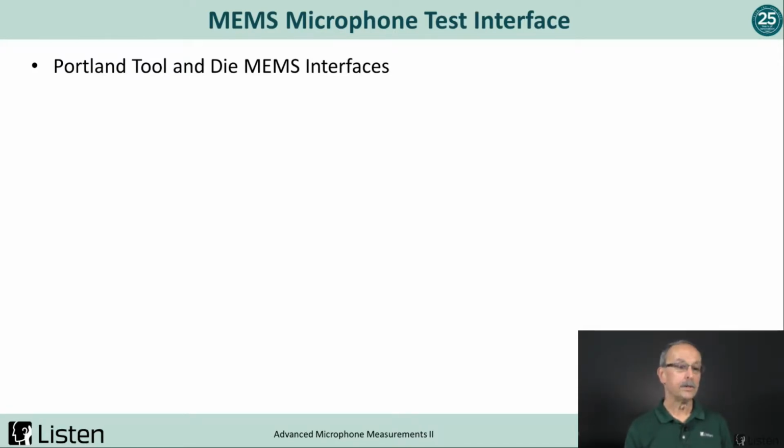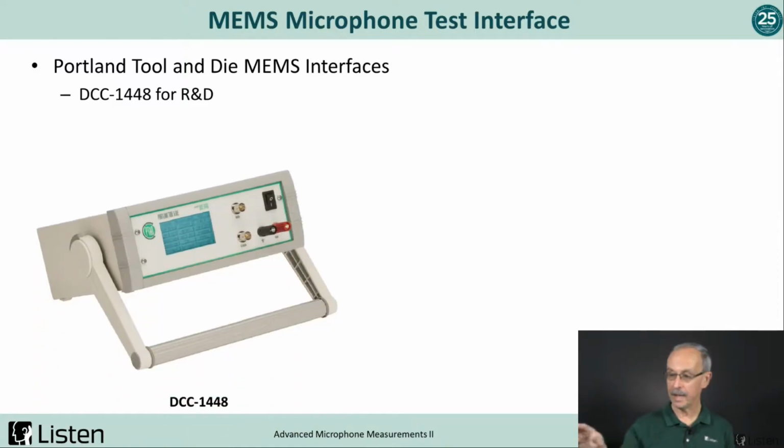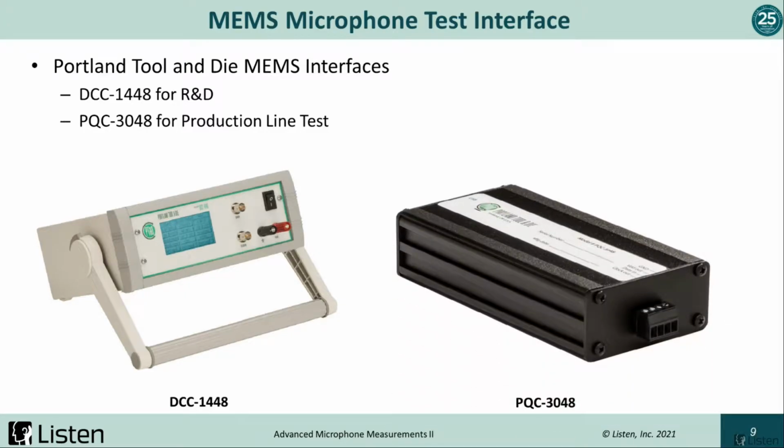Now, our partner Portland Tool and Die offers a couple of different MEMS interfaces. There's the DCC 1448, which is used for R&D, and I actually have one here next to me on the desktop. And there's also the PQC 3048, which is used for production line test. The DCC is much more full-featured, as you would imagine a lab instrument would be, but the PQC has a lot of advantages in terms of cost and size, which make it perfect for the production line.